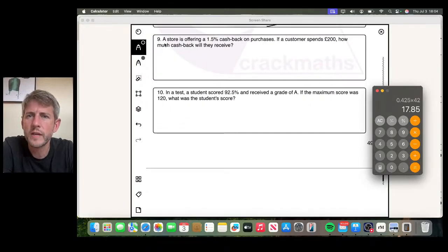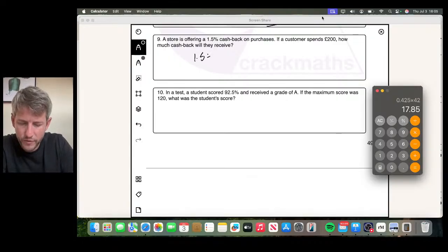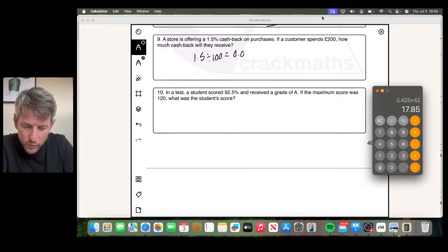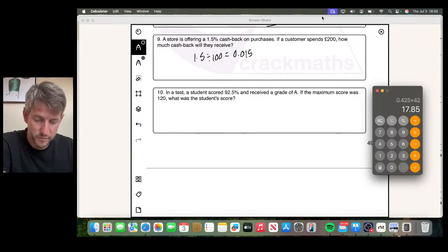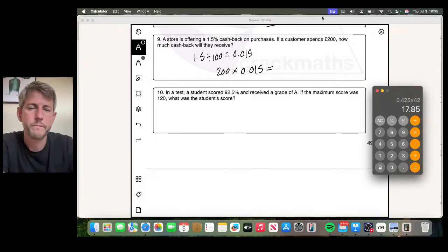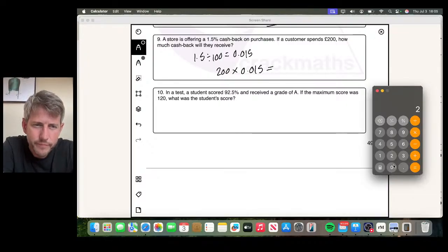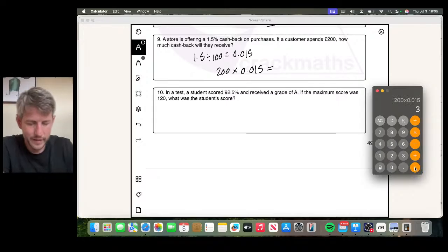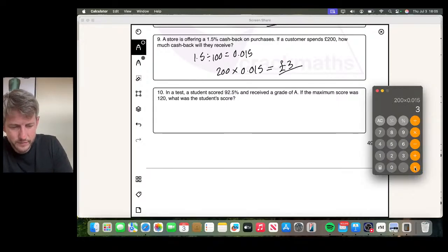So here we go. We've got a store offering a 1.5% cashback on purchases. If a customer spends £200, how much cashback will they receive? So we want 1.5% of 200. So we'll do 1.5 divided by 100, which equals 0.015. And then if we multiply by 0.015, that gives us 1.5%. So 200 times 0.015. Let's find out what this equals. And that equals 3. So there I've got £3 back.